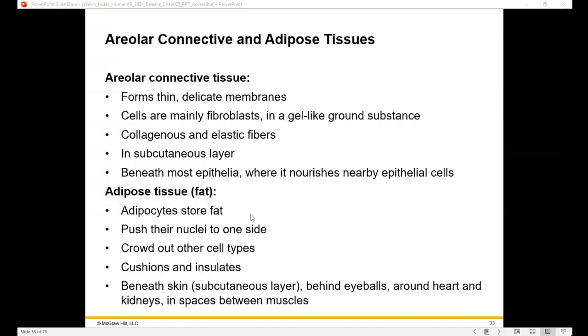Next, adipose tissue, or what you know as fat. The cells are adipocytes, and these store the fat. They push their nuclei to one side. They crowd out other cell types, and they're used for cushioning and insulation. You'll find them beneath the skin in the subcutaneous layers, behind the eyeballs, around the heart and kidneys, and in spaces between the muscles.